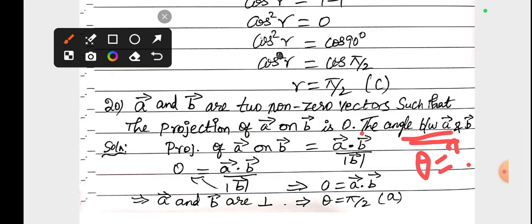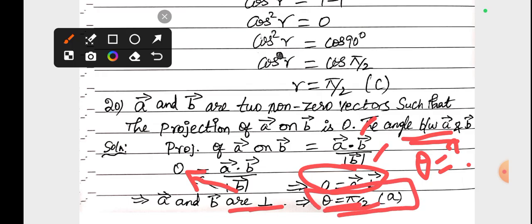Projection of A on B is A dot B by magnitude of B. Since the projection itself is 0, the division by magnitude of B goes to the other side as multiplication. 0 into anything is 0. When you get A dot B as 0, you know the two vectors are perpendicular. When the two vectors are perpendicular, the angle between them is pi by 2. So option A is correct.